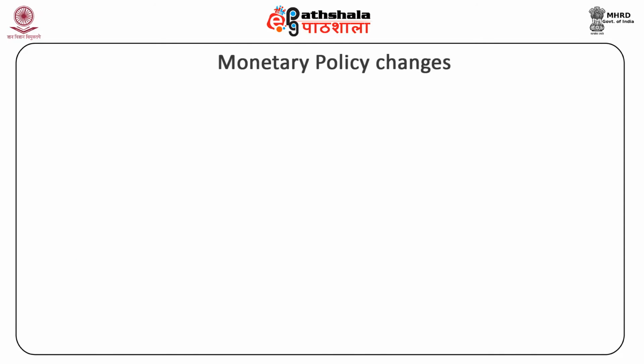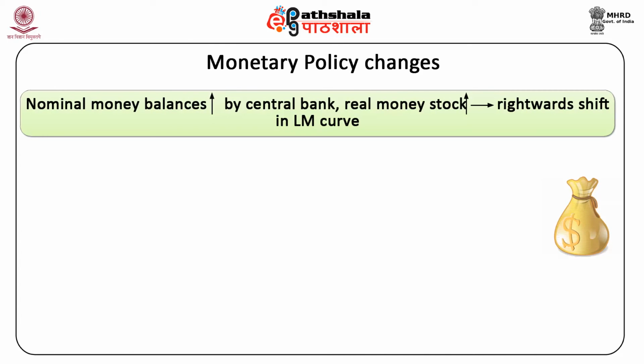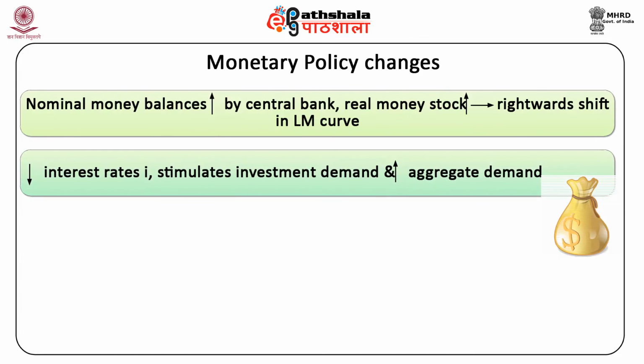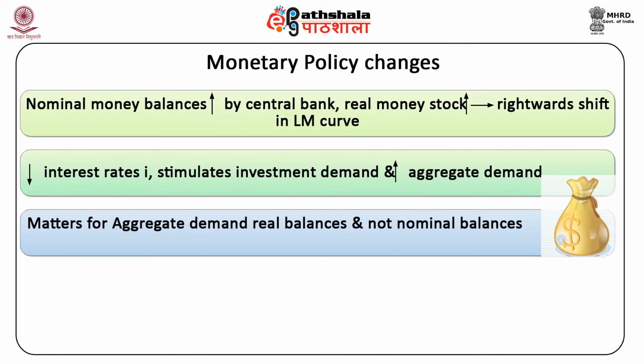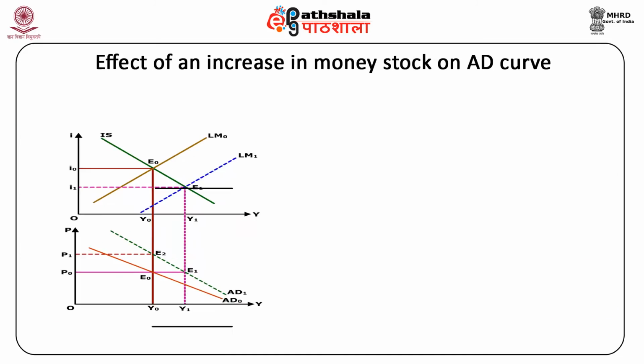Now, we will discuss the monetary policy changes. When nominal money balances are increased by the central bank, the real money stock increases at a given price level, leading to a rightward shift in the LM curve. This reduces the interest rate I and stimulates the investment demand, and hence an increase in the aggregate demand in the economy. However, what matters for aggregate demand are the real balances and not the nominal balances. Thus, when the money stock increases without any change in the price level, there is an equiproportionate increase in aggregate demand.